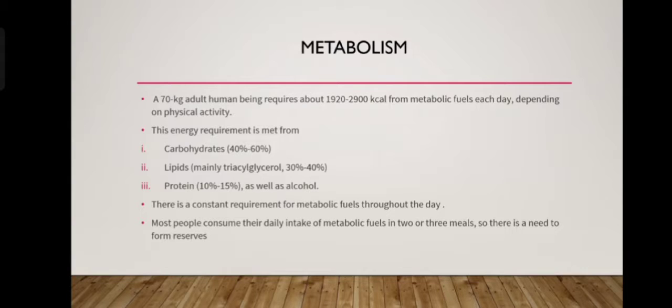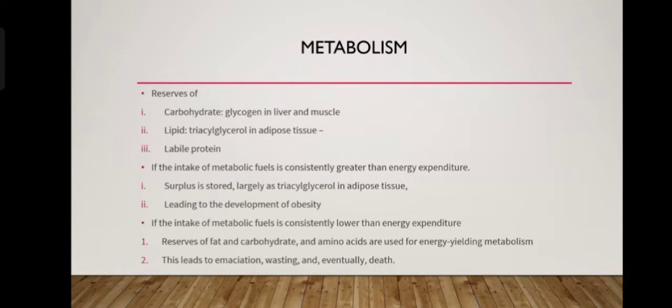So there is a need for reserves. So what are the reserves? The reserves of metabolism are first the carbohydrates, as glycogen in the liver and muscles, second is the lipid, and third is the protein.